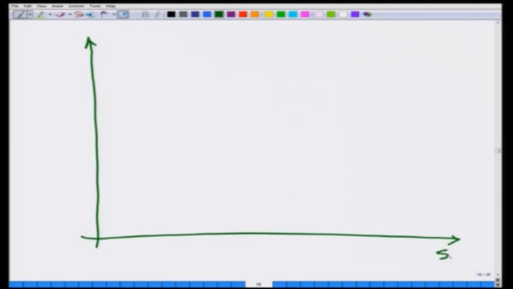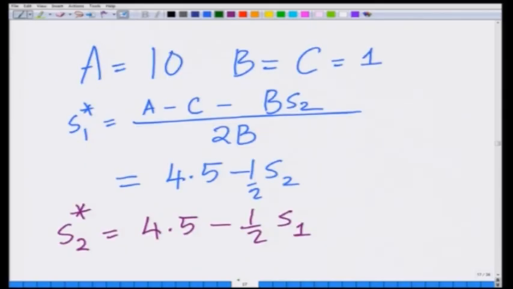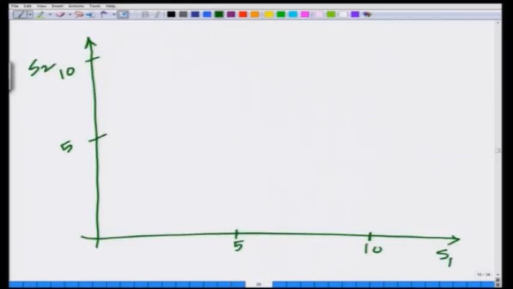On the x axis I am representing the quantity S1, on the y axis I am representing the quantity S2. So, this is 10, let us say I am trying to be as accurate as possible. Of course, I am not using a scale, so I cannot be very accurate in these measurements. I am trying to approximately mark these things. Now, on the x axis I have S1, on the y axis I have S2, and S1 star equals 4.5 minus half S2.